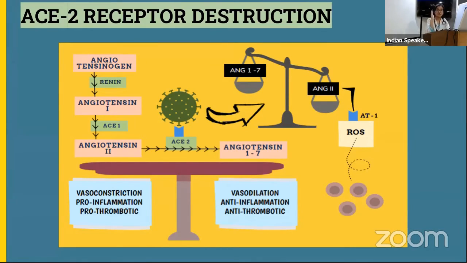In COVID-19, when SARS-CoV-2 binds to the ACE2 receptors, there is competitive inhibition of ACE2, which causes increased levels of angiotensin 2 and decreased levels of angiotensin 1 through 7. Which means that there is more of pro-inflammatory effect and less of anti-inflammatory effect. Angiotensin 2 causes inflammation when it binds to the AT1 receptors, leading to the production of reactive oxygen species or ROS, which causes the recruitment of macrophages, which in turn release cytokines.